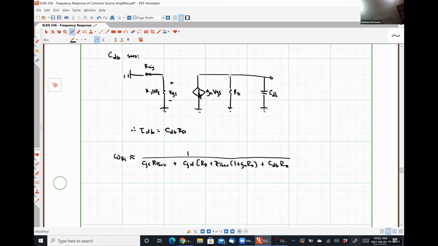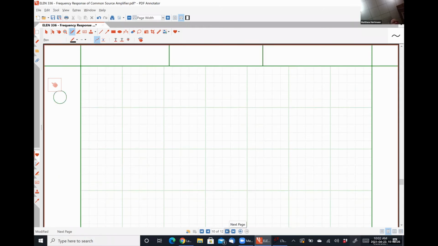Our last method is the Miller method, okay? And so this is kind of a happy medium. It's going to neglect some information, but it is going to, at the very least, tell us where we have multiple poles and stuff like that.